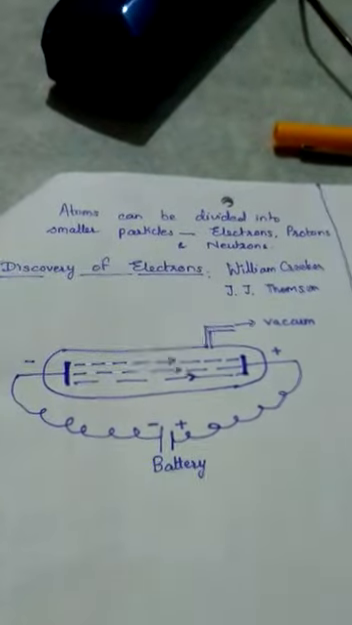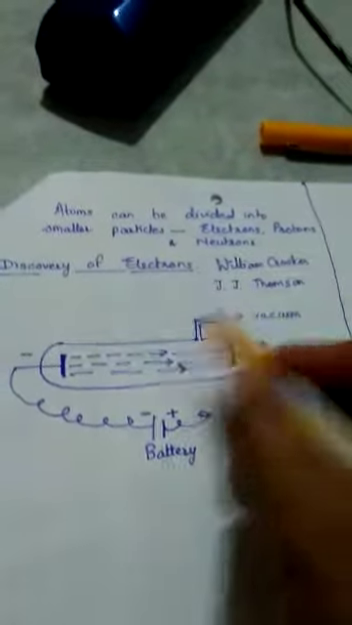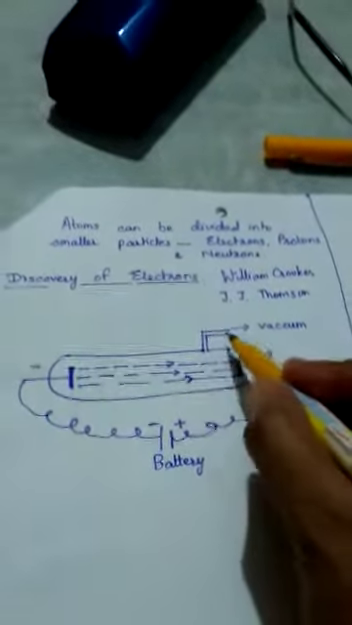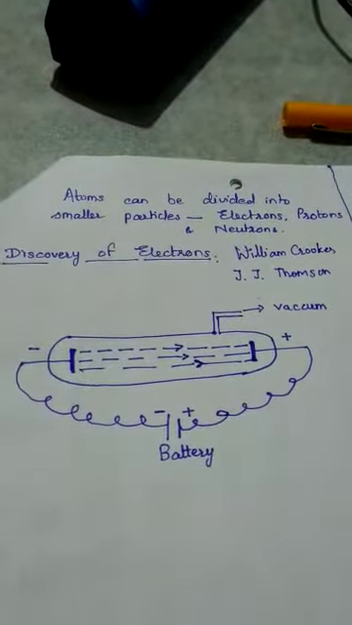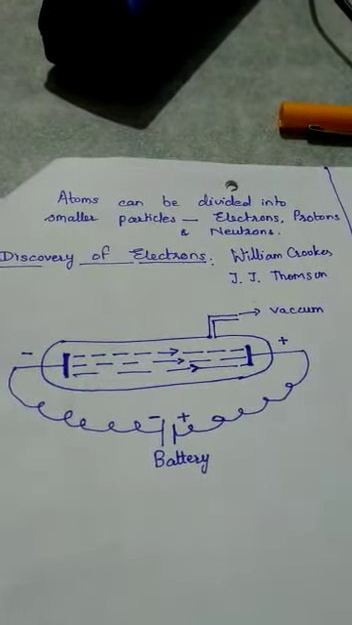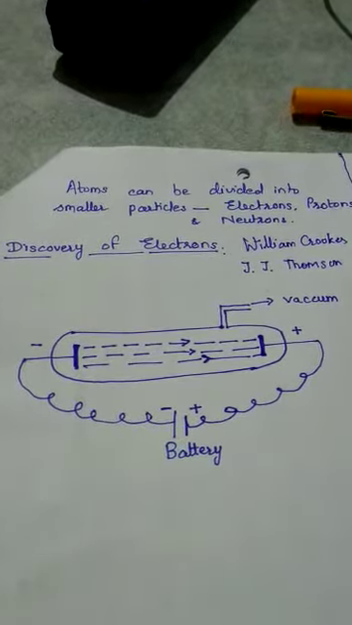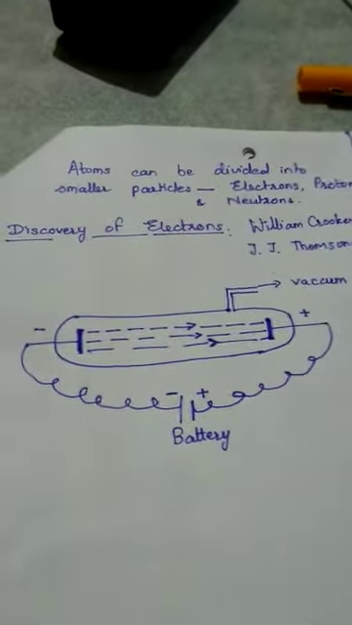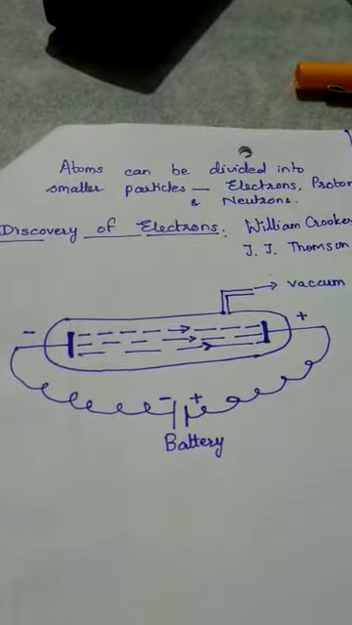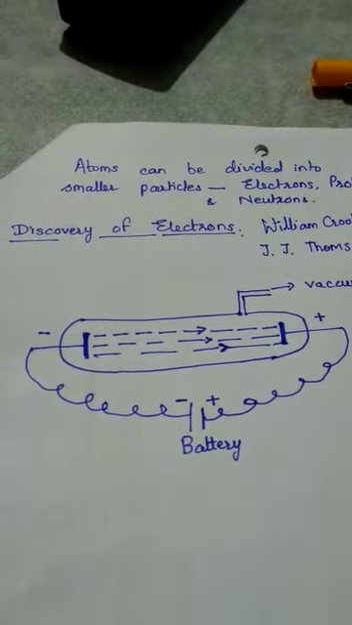A discharge tube is a glass tube which is sealed completely, and it has one opening through which you can remove all the air by joining a vacuum pump to this tube. You can create a very low pressure inside this glass tube, which is called the discharge tube. When a low pressure is created, that means any gas which is filled in the tube will be present in a very small quantity inside the discharge tube.